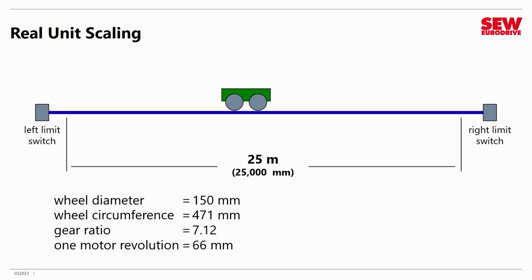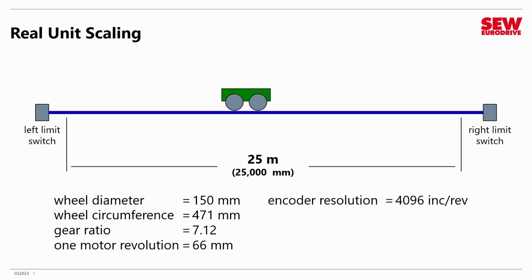One rotation of the motor is going to give us 66 millimeters of linear travel. Okay, so far so good. Now we need to relate that to increments, and so we need to remind ourselves when the motor shaft turns, it's going to turn the encoder, and it's going to turn it directly, not through the gearbox. We need to relate motor encoder increments to linear distance.